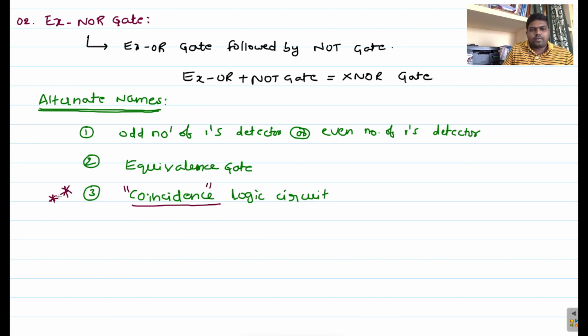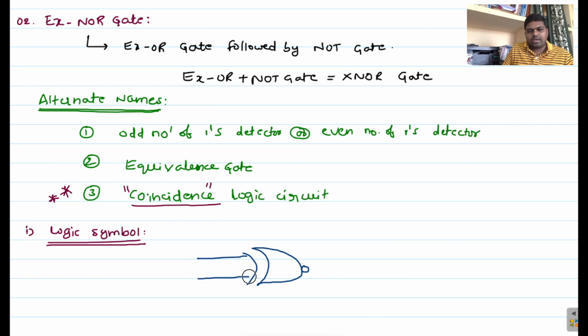Okay, and the next one is logic symbol. So additionally we need to add one bubble here. Same as XOR gate only, but we need to add one bubble in front of that particular logic gate. And these are the input variables, and here the output y equals a XNOR b. Otherwise, you can write like this.